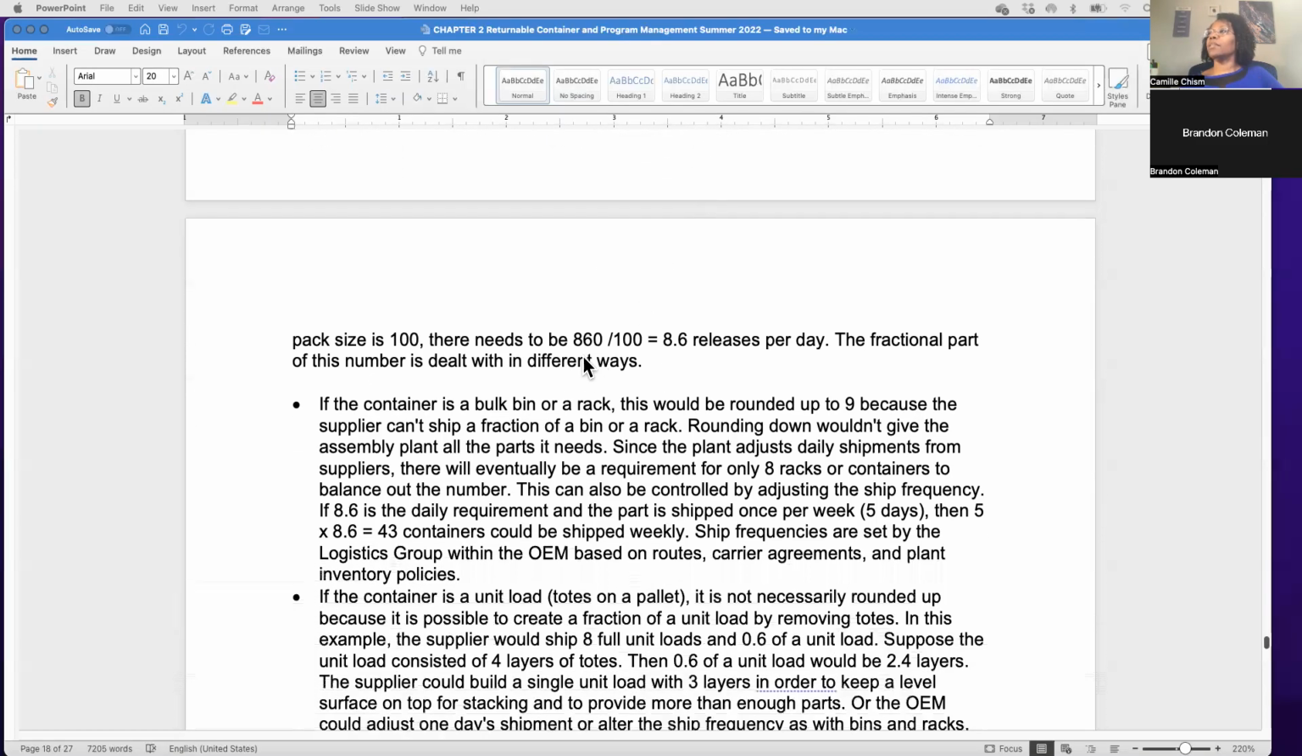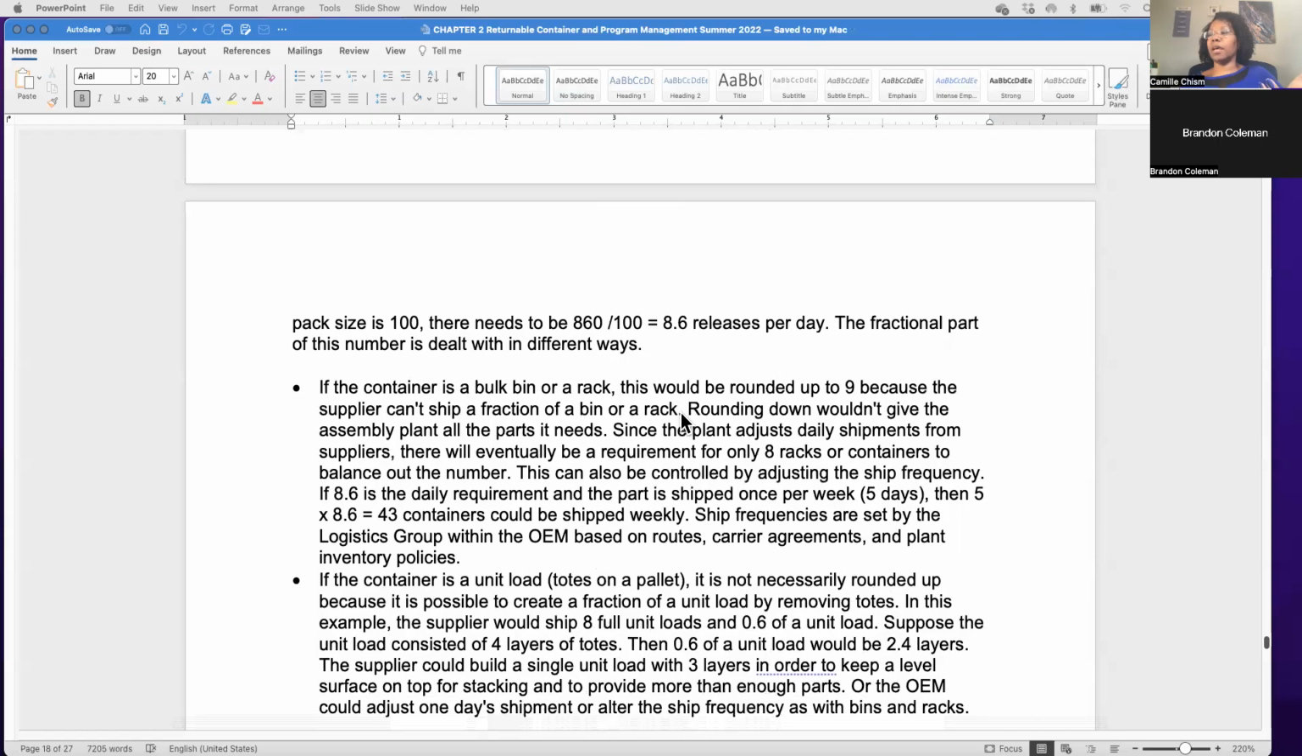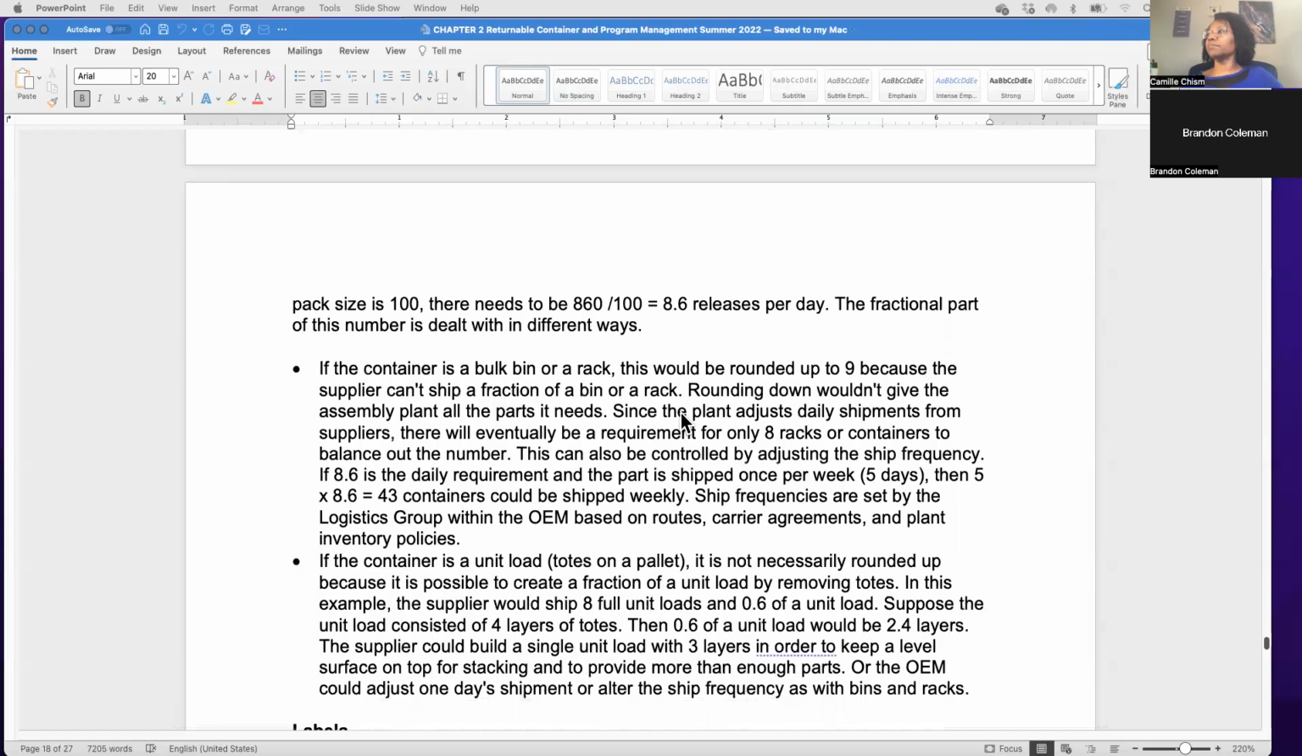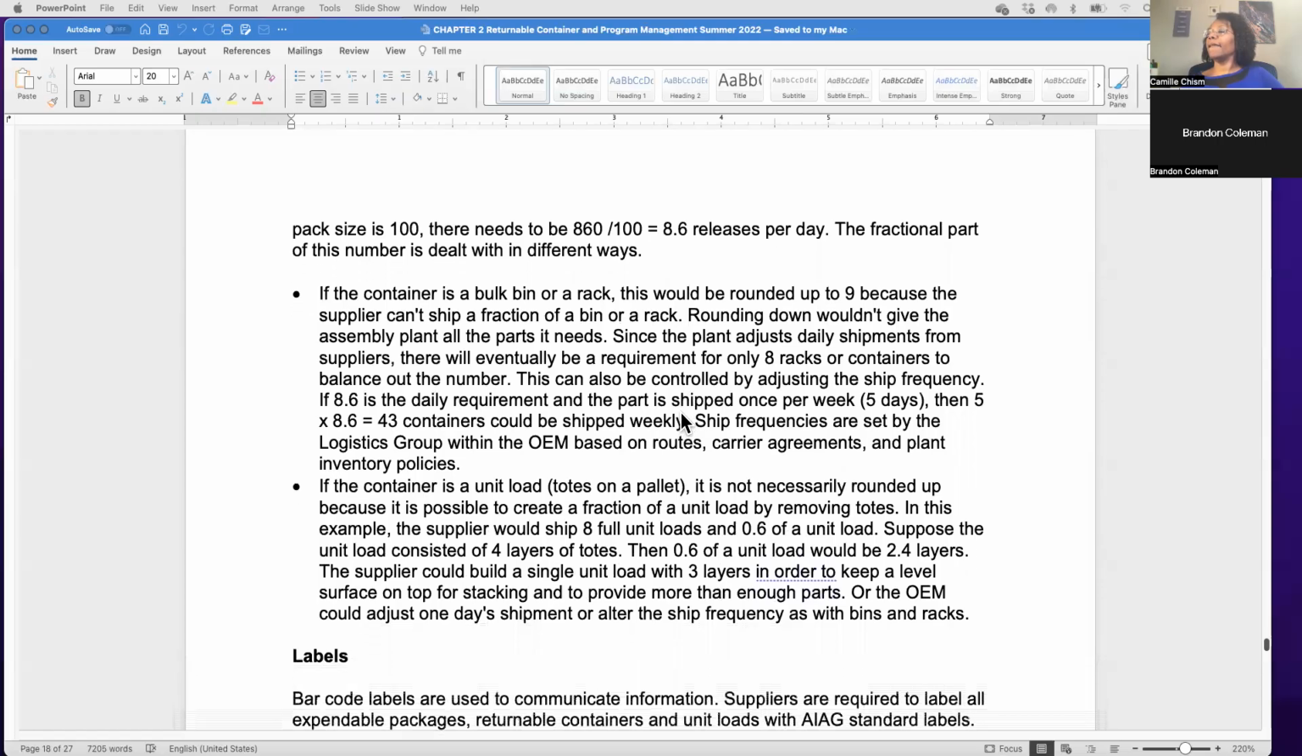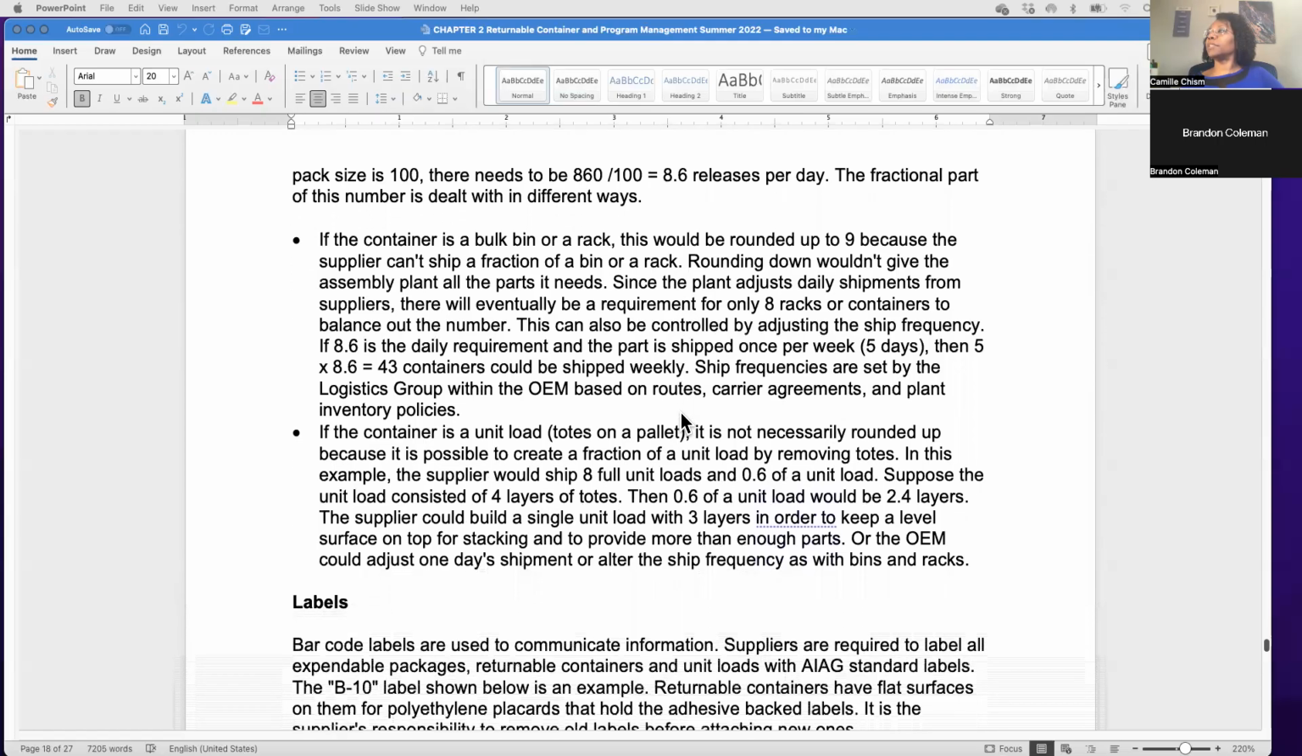So this 8.6 I mentioned is going to be rounded up to 9, because they're going to pick up 9 totes regardless. So this is basically what I was saying. A lot goes into how these containers get shipped and how they get delivered. And it's really important to work with the logistics team, supply chain team, materials management team, all the teams that are looking at the delivery as well as what's getting used on the line, to try to balance that out. So it's a big balancing act.